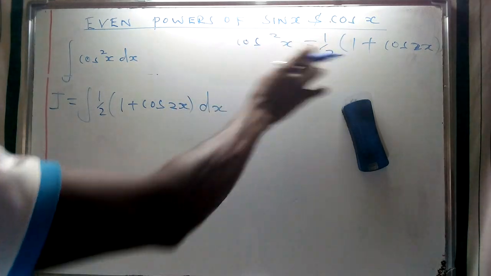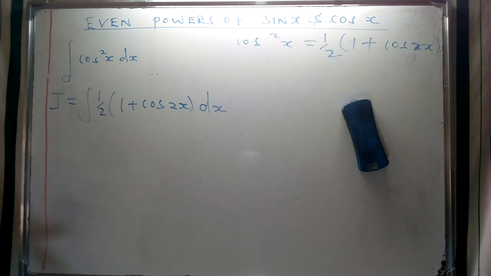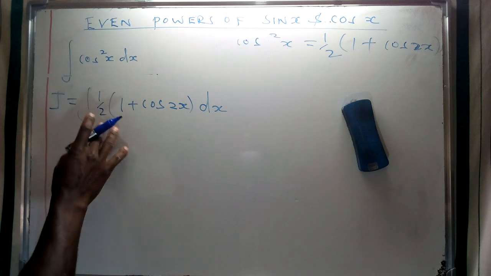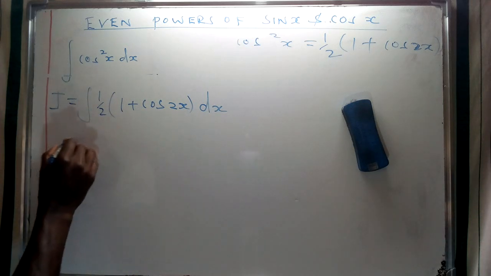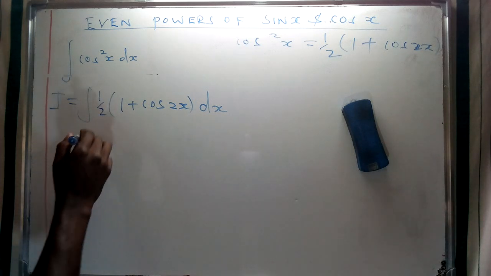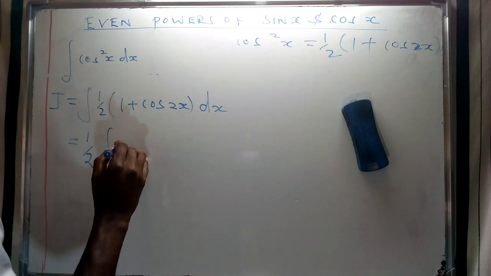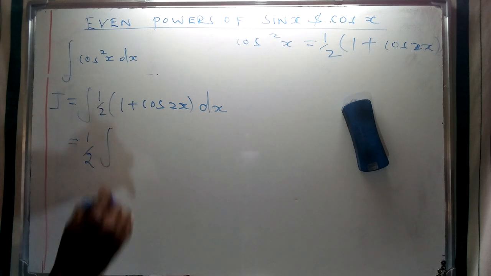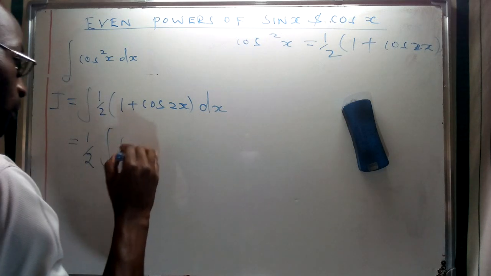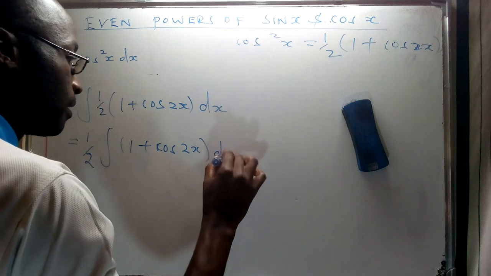So we have just done a substitution from the double angle formula rule that we had studied before. The next step is that we are going to apply the multiple rule for this specific constant of a half. We're going to take a half outside the integral sign and have the integral of this specific function, the 1 plus the cosine of 2x dx, given as such.